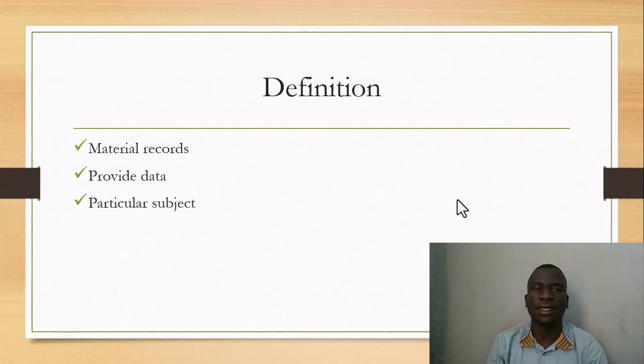Information source is any material or record that provides data or knowledge about a particular subject. So that's the brief definition.